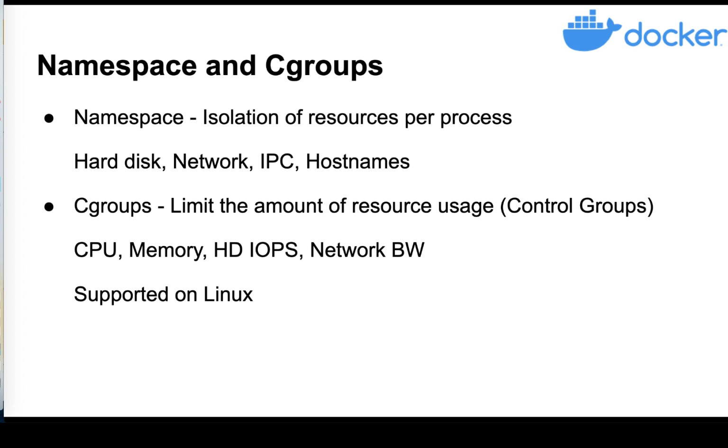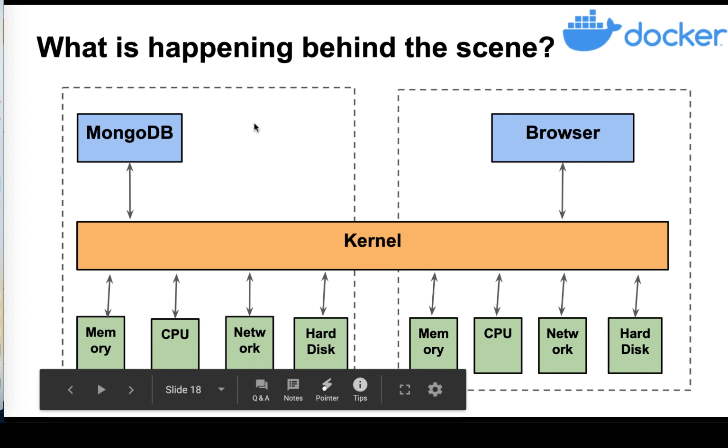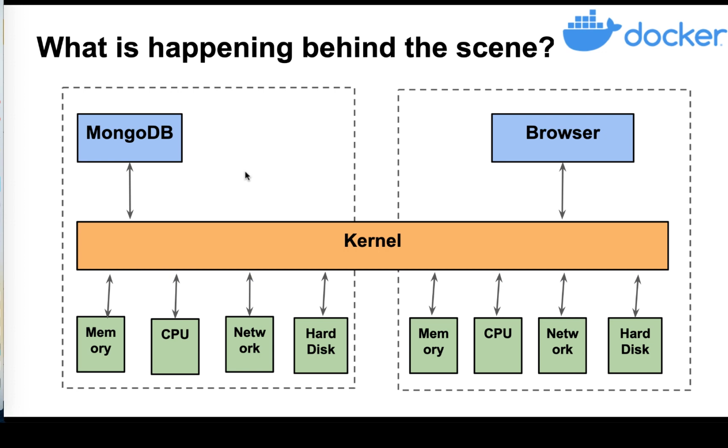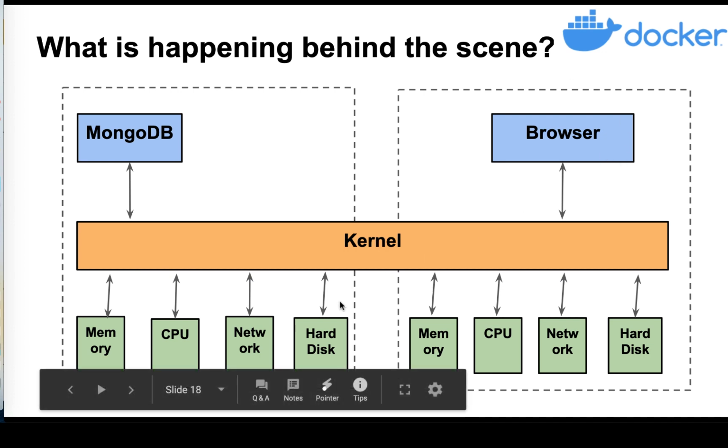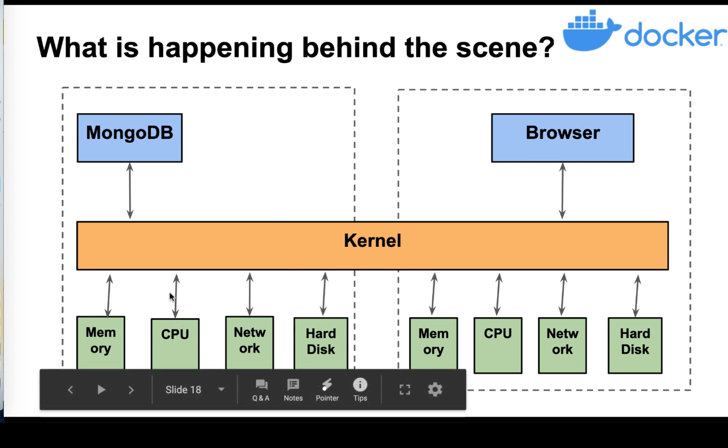And the second one is the control group, which limits the amount of resources that each process can use. So let's look at what it is. For example, in the previous slide we saw MongoDB, browser, kernel and other parts. Let's say I put MongoDB in a separate namespace and the browser in a separate namespace. Then what the kernel does by using the namespace is that it creates a separate, isolated execution space for MongoDB.